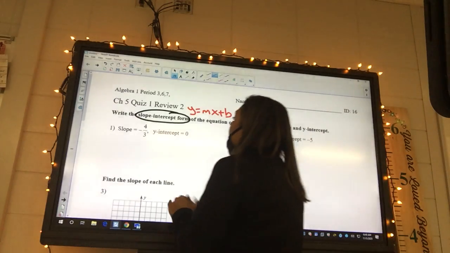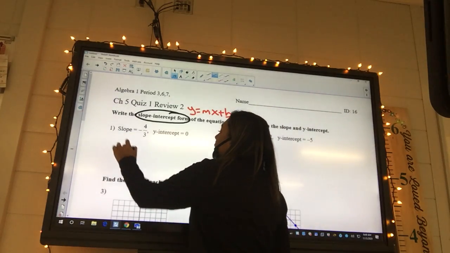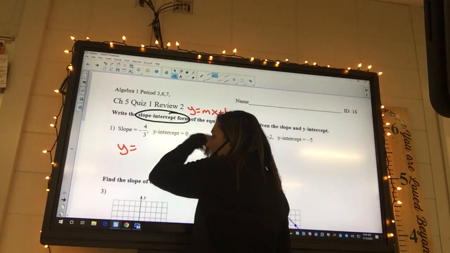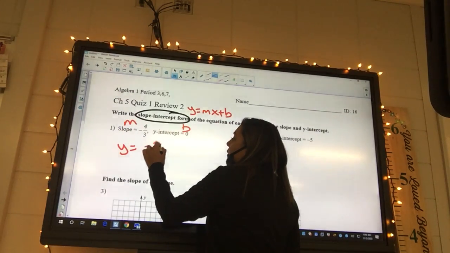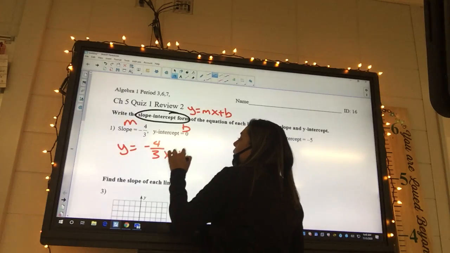So this one is just a matter of plugging this stuff in. So we got y equals, and our slope we know is m, and our y-intercept is our b. So it's going to be y equals negative 4/3 x plus 0.